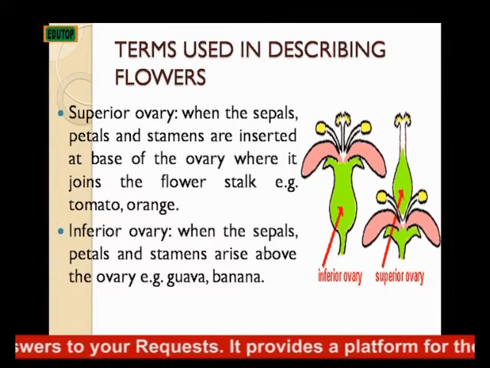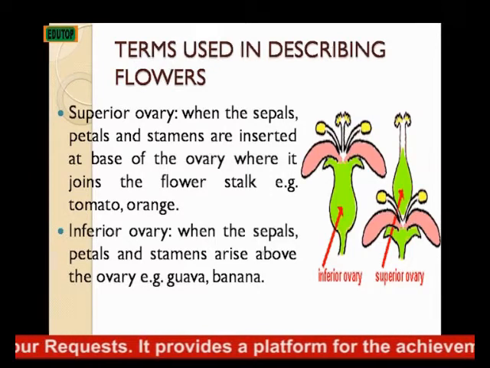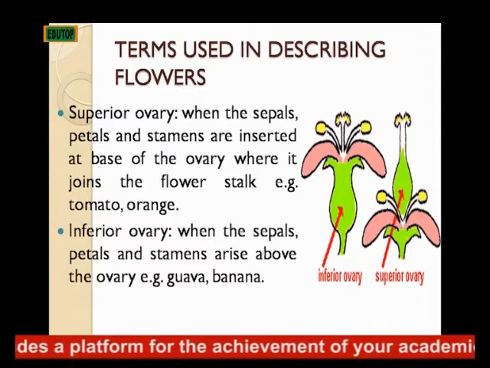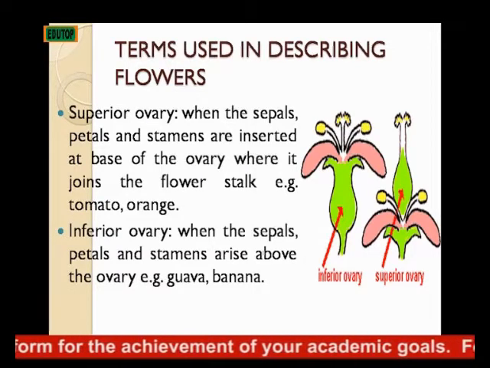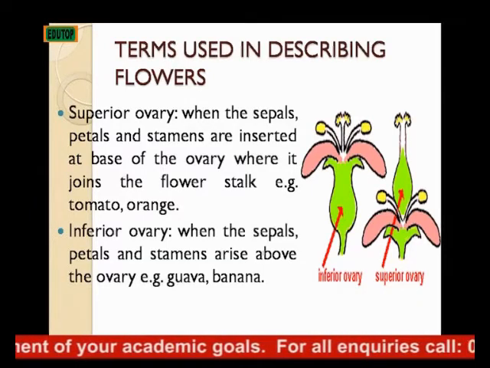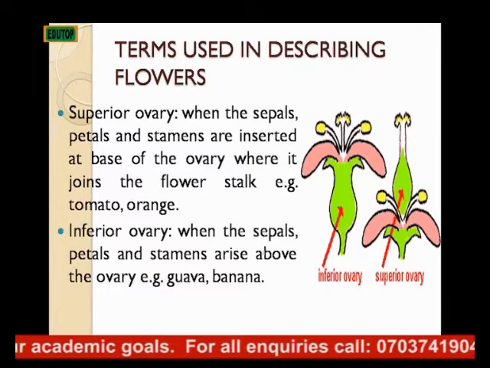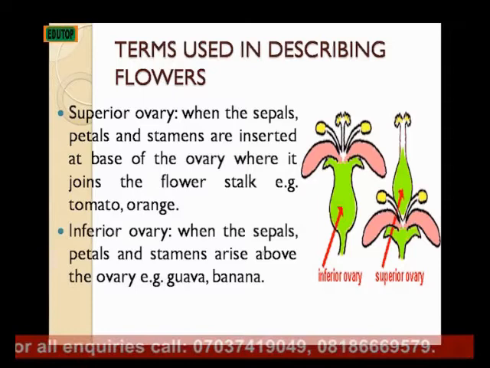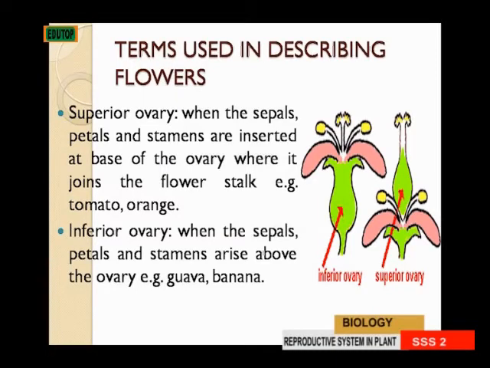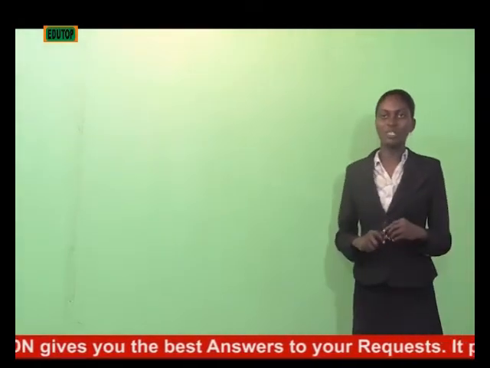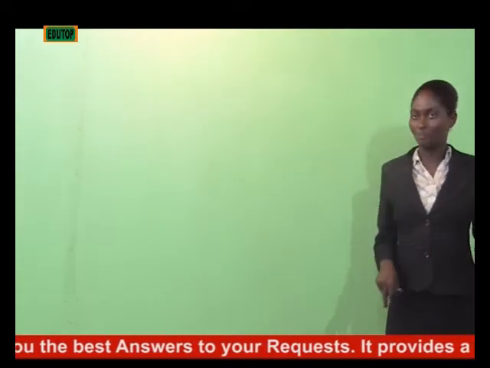But we also have the inferior ovary, when the sepals, petals, and stamens rise above the ovary. So the stamens, petals, and sepals are above the ovary. We say that the ovary is inferior because the ovary is below the stamens, petals, and sepals. But when the ovary is above the stamens, petals, and sepals, you say the ovary is superior. Examples of plants with inferior ovary are guava and banana.